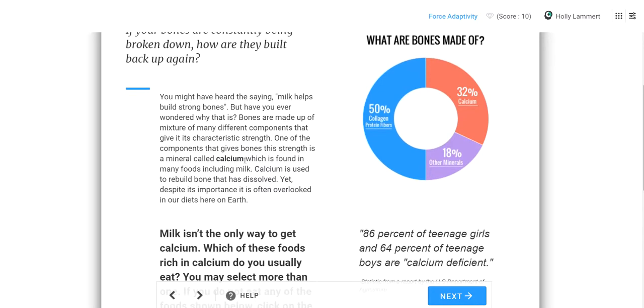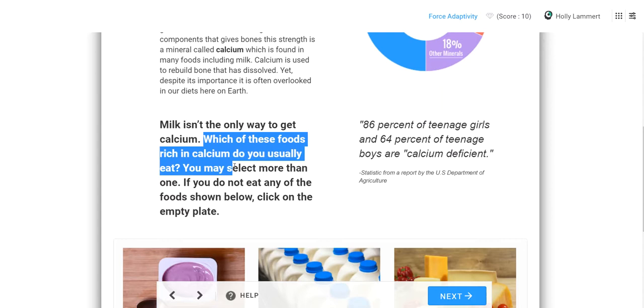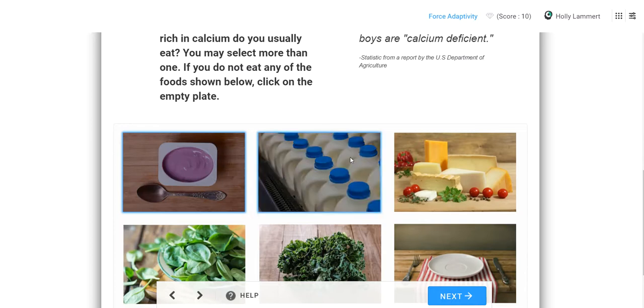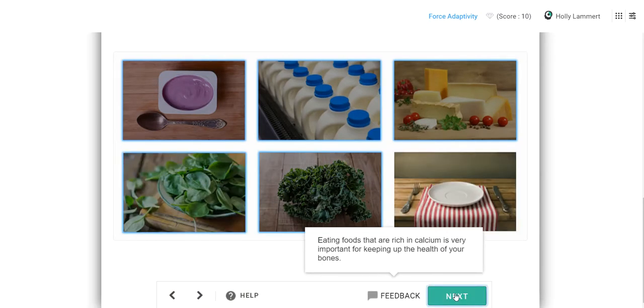You know what's interesting? Okay, cool. Perfect. Milk isn't the only way to get calcium. I was just about to say that. Which of these foods rich in calcium do you usually eat? You may select more than one. So here we have yogurt, here we have milk, and then cheese, kale, spinach, I don't know, empty dinner plate.